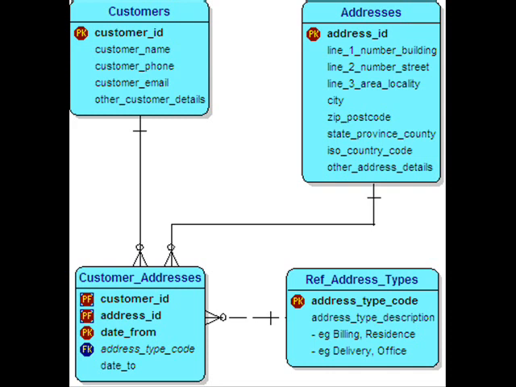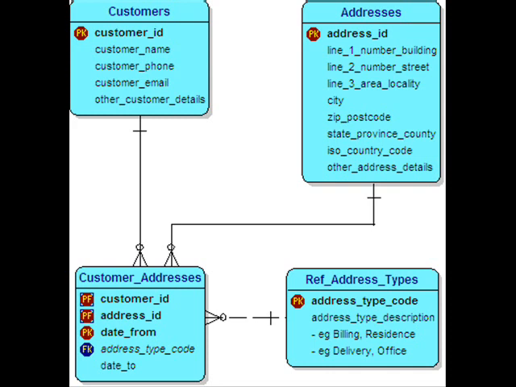The primary key in the customer addresses table then becomes the combination of the customer ID, the address ID, and the date when the customer moved in. This works because, generally anyway, the customer cannot move into the same address more than once on the same date. Of course, they could move out and back in on another date, and our design covers that situation.